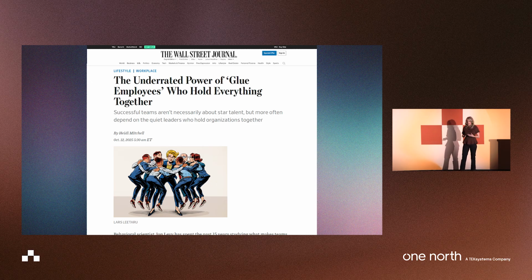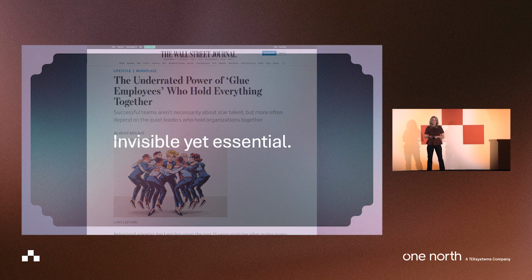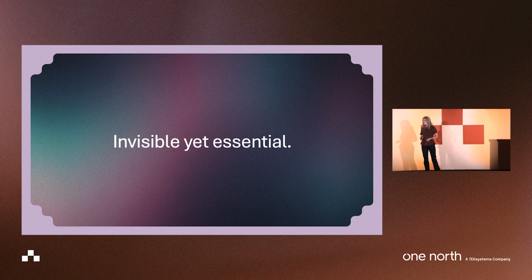Glue employees are team members that don't look for the credit themselves, but cohere everyone together. They anticipate what others need, they smooth friction, and it's hard to quantify their value on paper. It's hard to look at a spreadsheet and see their contributions. They're invisible yet essential. Sound familiar?